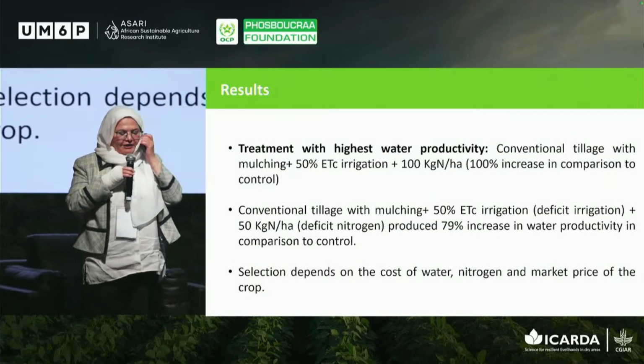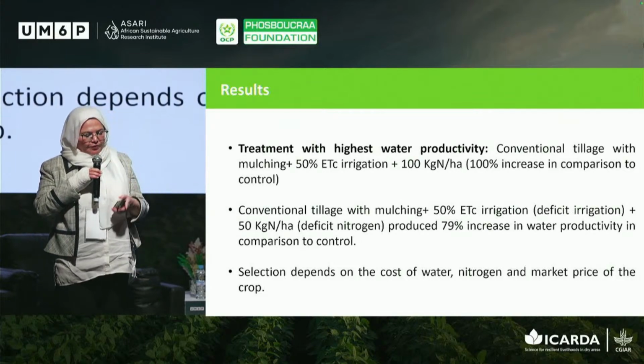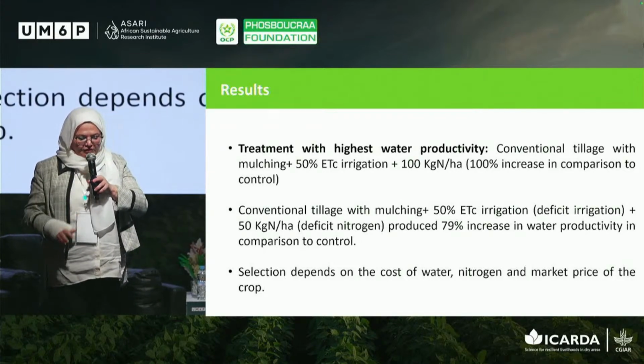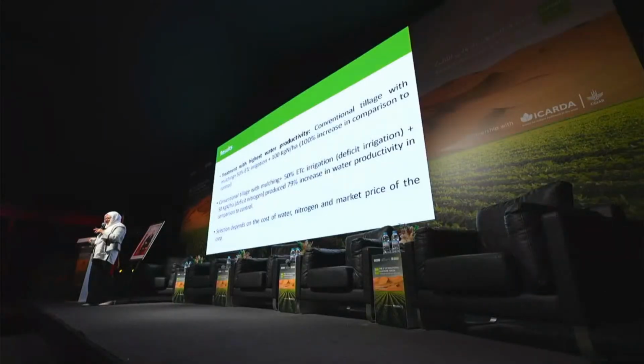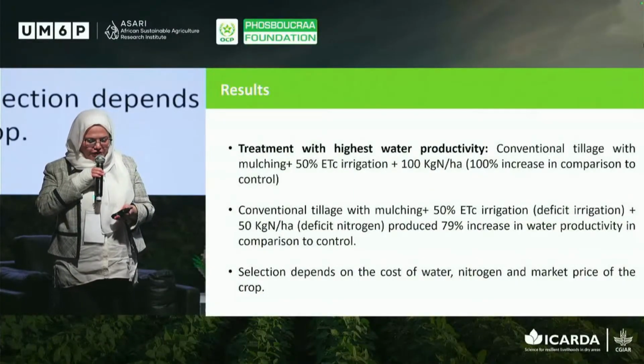So the treatment with the highest water productivity was conventional tillage with mulching, 50% irrigation and 100 nitrogen, which increased it compared with the control. Conventional tillage with mulching and 50 irrigation, deficit irrigation, and 50 nitrogen gave a 79% increase. So the selection depends on the cost of water, nitrogen, and market price.